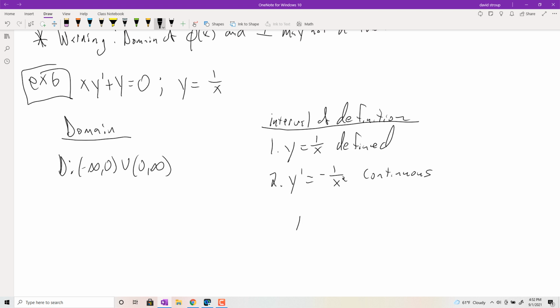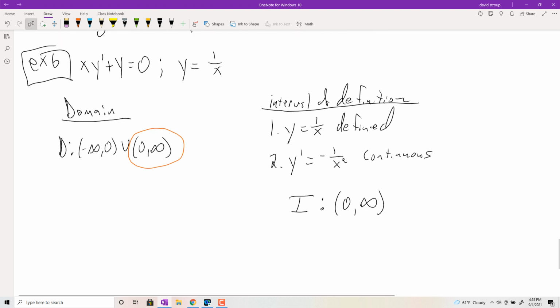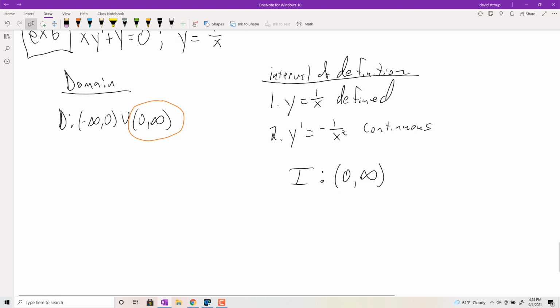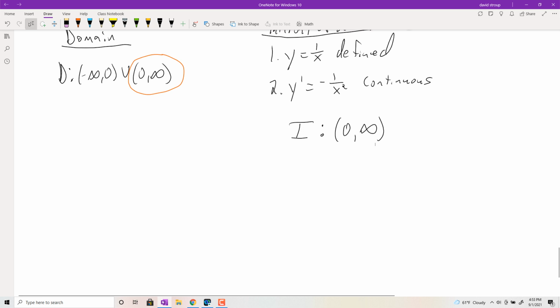So we have to restrict the domain. You can pick either interval. If it's an initial value problem, you just pick the interval with the initial value. But in general, rule of thumb, they want you to pick the rightmost interval if they're both kind of the same. So we're going to pick 0 to infinity for our interval of definition. Then the function will be defined there, and its derivative will be continuous. Rational functions are continuous everywhere the denominator is non-zero.